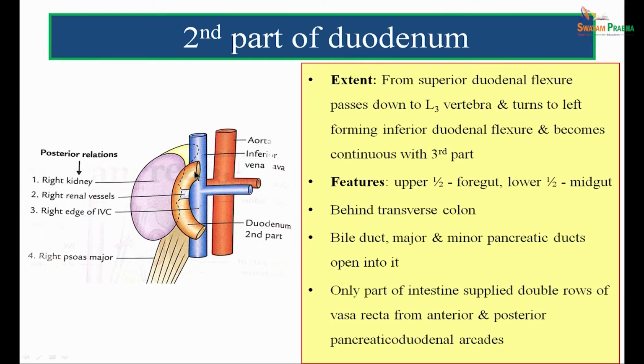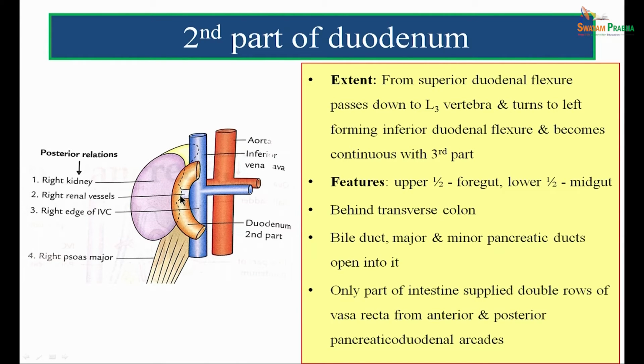Coming to the features, the upper half of the second part of the duodenum is developing from the foregut up to the opening of the major duodenal papilla. The remaining part of the second part of the duodenum develops from the midgut. It lies behind the transverse colon.